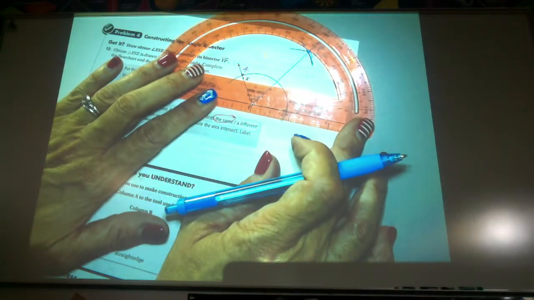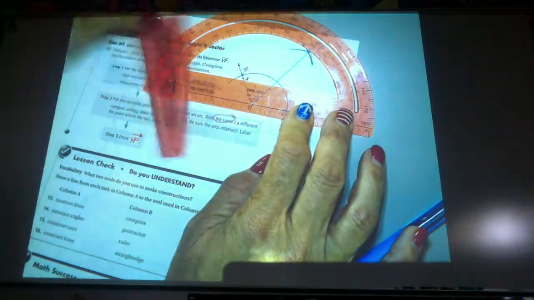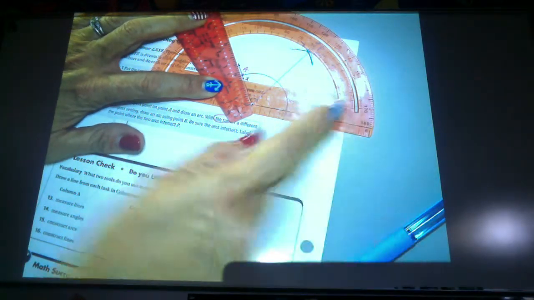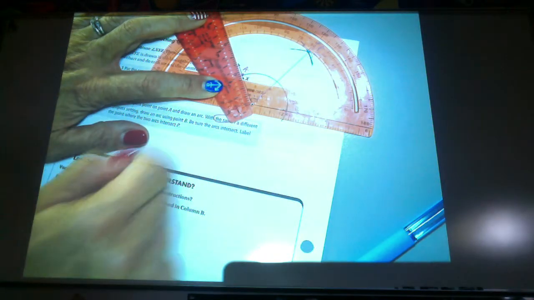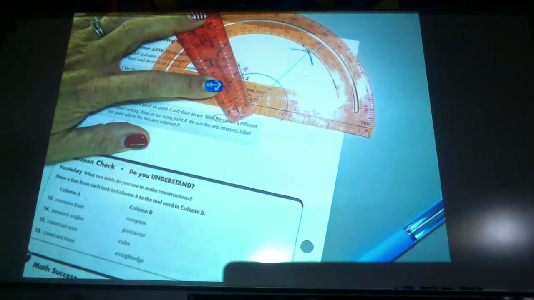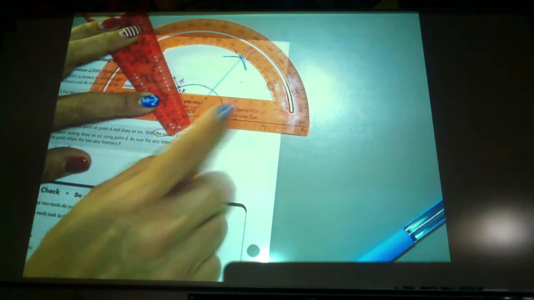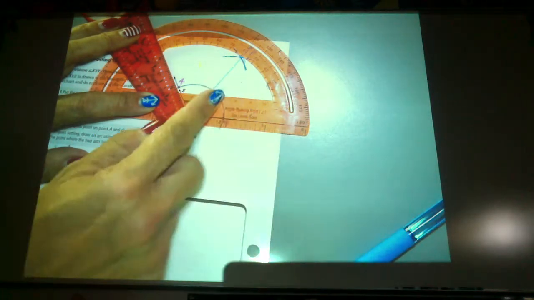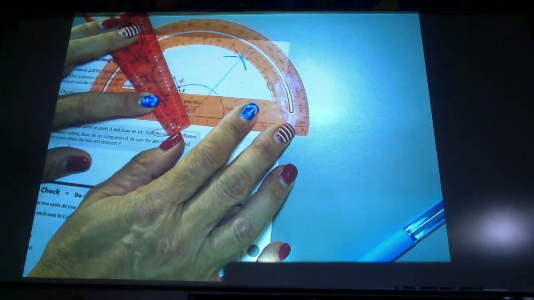So the original angle has a measurement of 120 degrees. I'm reading the inside of my protractor. So if this angle is cut in half, that means the smaller angle from here to here must only be 60 degrees. And as you can see, it's hitting there, just a degree shy of 60 degrees. So we did a pretty good job of bisecting that angle.